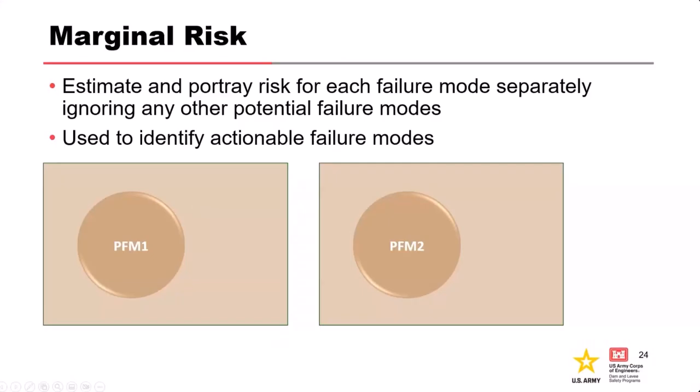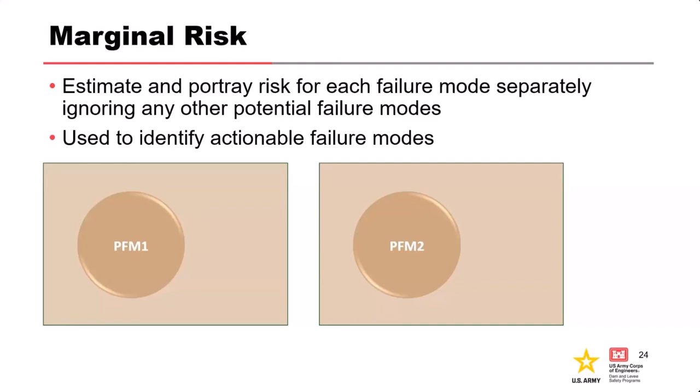All right, a couple types of risk models and types of risk estimates. So marginal risk, that's the formal term. Typically in the Corps of Engineers, we want to portray risk estimates for individual failure modes based on their marginal risk estimate. What that means is we estimate essentially the risk of a failure mode in isolation, right? So we ignore any other failure modes and any interactions that our failure mode might have with those other failure modes. And we just imagine a world where that's the only failure mode and we estimate its risk and we plot it. We call that the marginal risk.